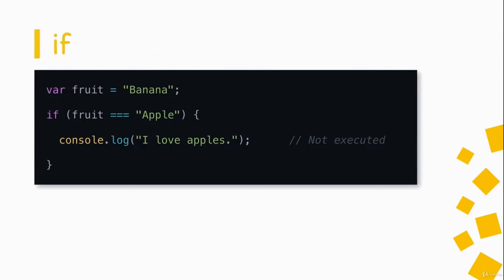But if fruit was equal to apple, then fruit is strictly equal to apple would return true, and we would get the string I love apples logged to the console. Now, one good thing about JavaScript code is that it's often human readable and intuitively understandable. So if you're still confused, you can almost read the if block such as if fruit is strictly equal to apple, then log to the console I love apples, right? It's almost in a human readable form. We have a pair of parentheses and curly braces, but you can almost read this JavaScript code as if fruit is strictly equal to the string apple, then log to the console I love apples. And that's how the if statement works.